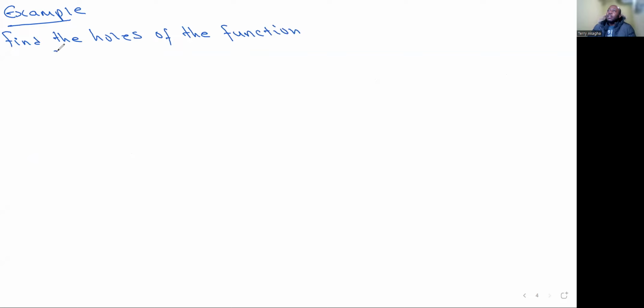Okay, so we have f of x equal to x squared plus 5x plus 6, divided by x squared plus x minus 2. We're told to find the holes of this function. I told you in the video that not all rational functions have a hole, so let us see if this rational function has a hole.